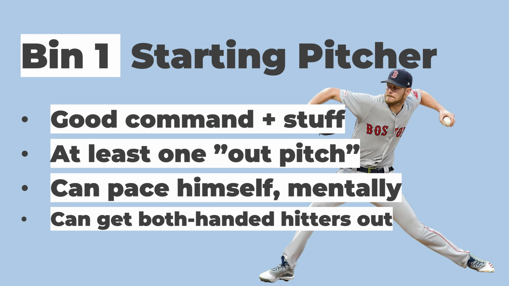So that's important. And they need one out pitch at least, which is a dominant pitch that can give them a strikeout pretty reliably when they need it. So 0-2, 1-2 in the count. Does a pitcher have a nasty slider that he can get a strikeout with?